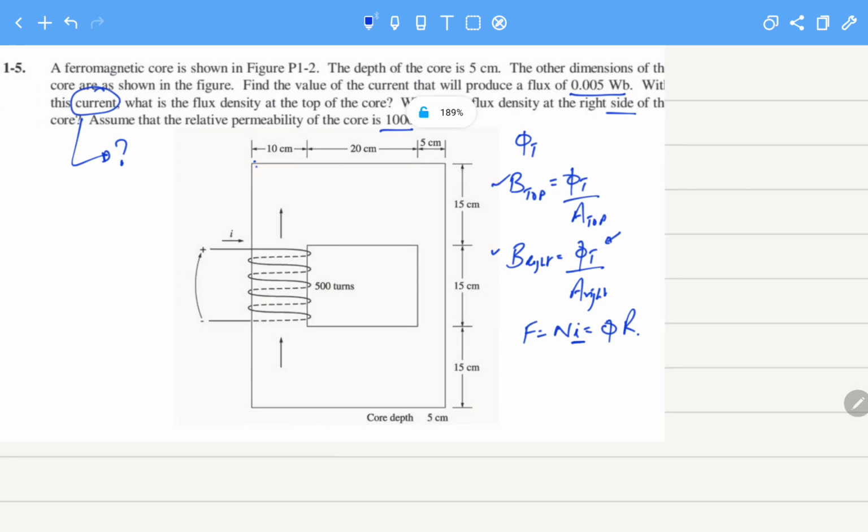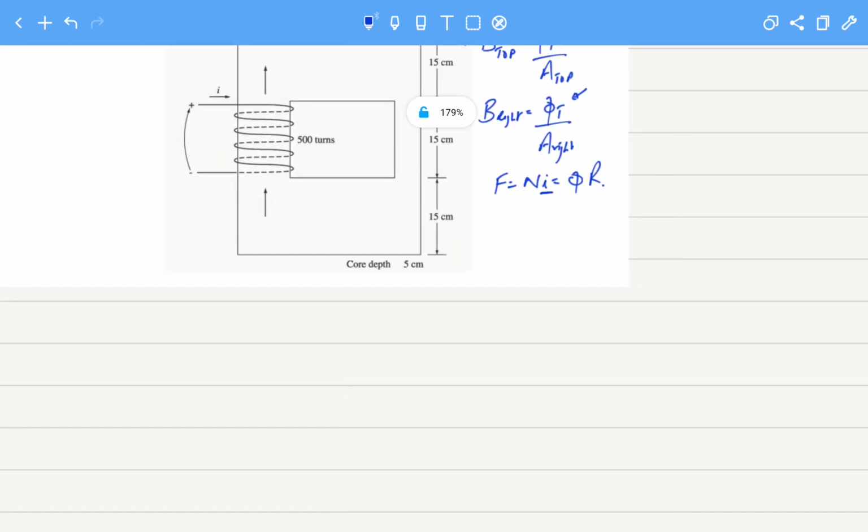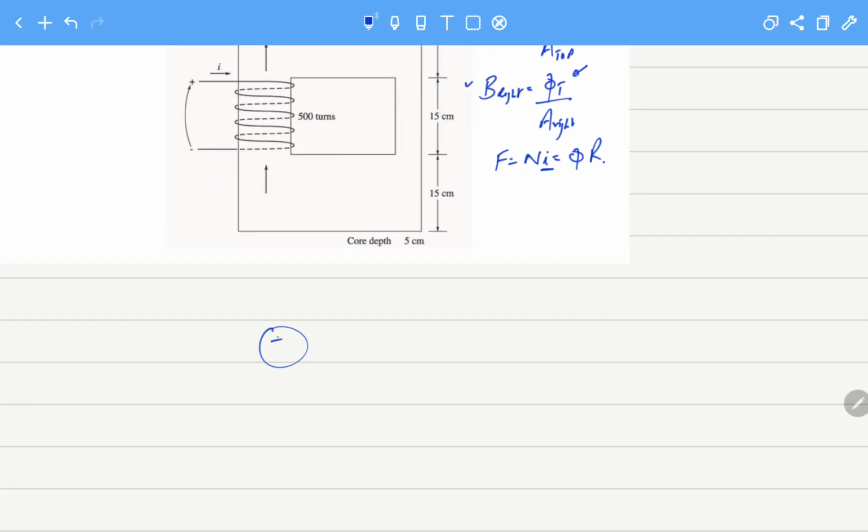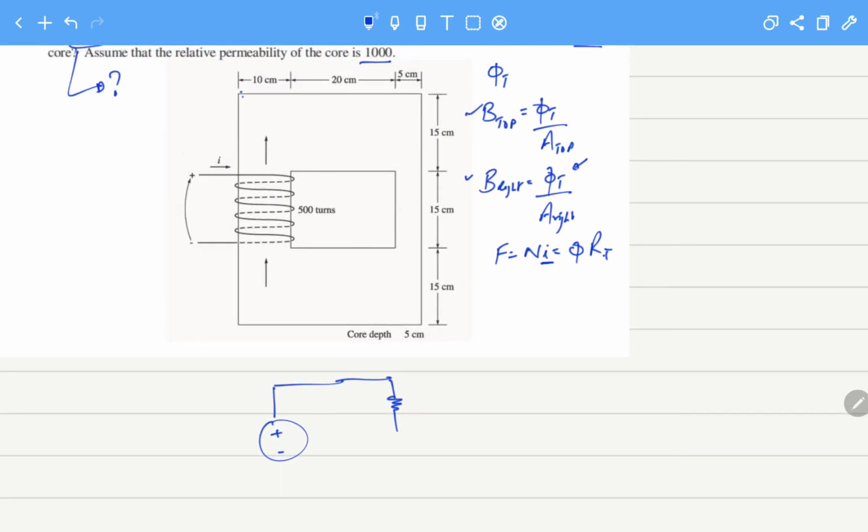So let's first make the equivalent magnetic circuit. We want to calculate RT, so we can calculate I. So the equivalent magnetic circuit will be, how many reluctances do we have here? One reluctance of the core will be from this area to this area, and I will call it R1.